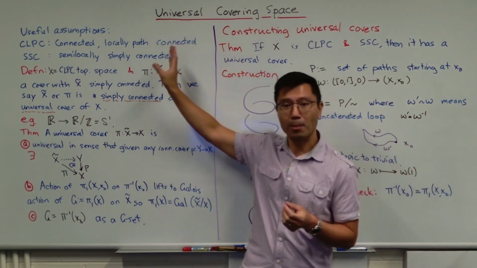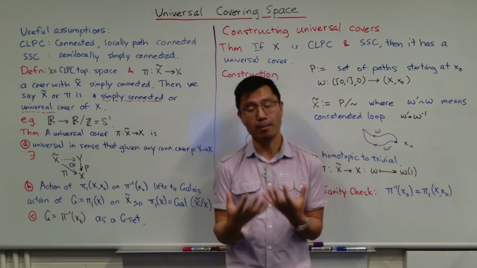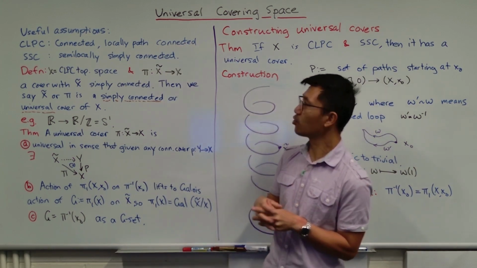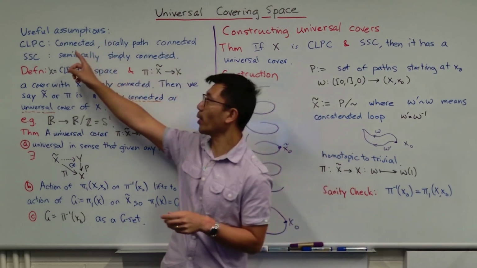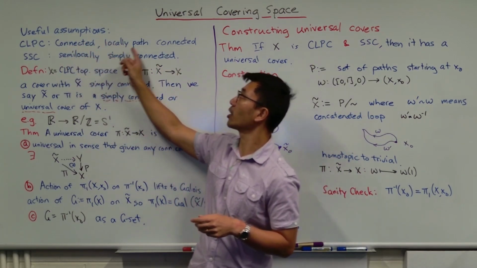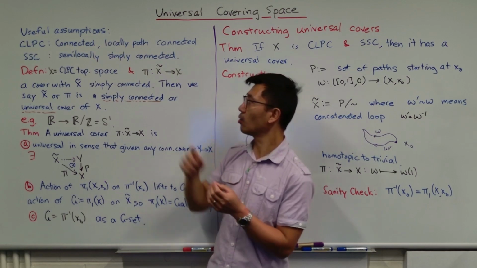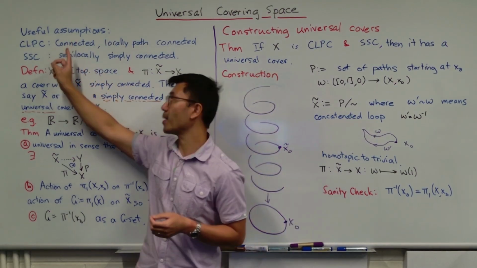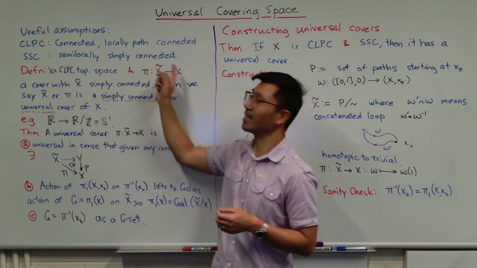Before beginning, unfortunately, we need to assert some extra hypotheses on the topological spaces that we're going to work with. And the useful ones here are the following. Firstly, often we'll want to look at things which are connected and locally path connected. And also eventually we'll need to assert that the topological spaces are similarly simply connected.